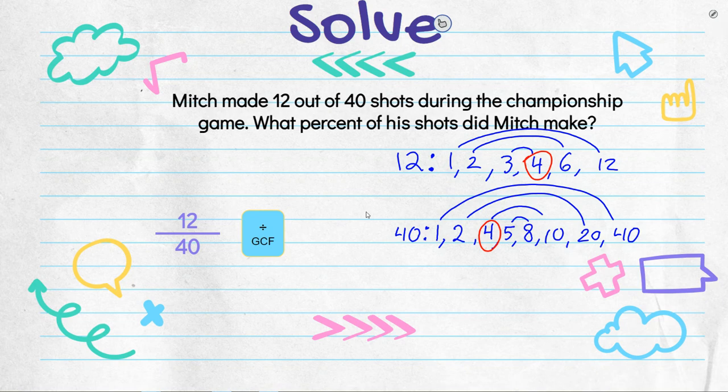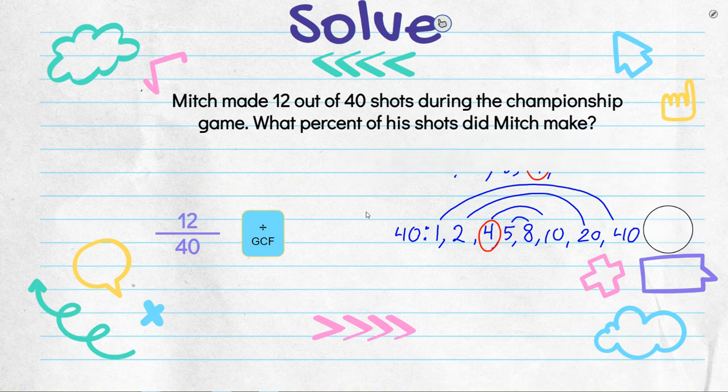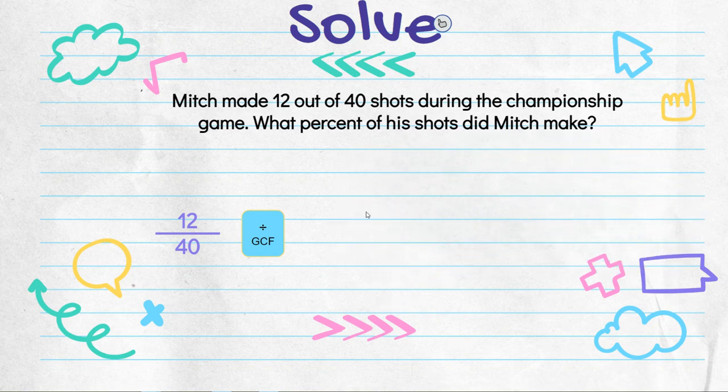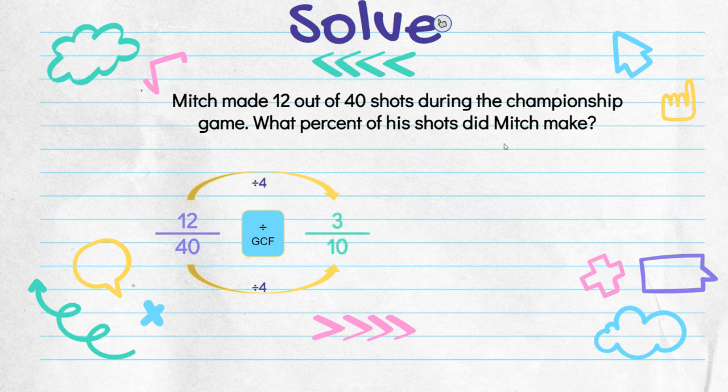All right. So our greatest common factor is 4. All the factors of 12 and all the factors of 40, we ended up with 4 being the biggest number they share. Which means we're going to divide by 4. Divide the top, divide the bottom, both divide by 4. Okay. 12 divided by 4 is 3, and 40 divided by 4 is 10. So now we have our simplest form fraction.